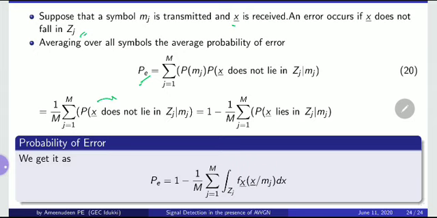Okay. So in the next lectures, we will see some specific communication schemes, or specific passband transmission schemes, and the specific expressions for probability of error.